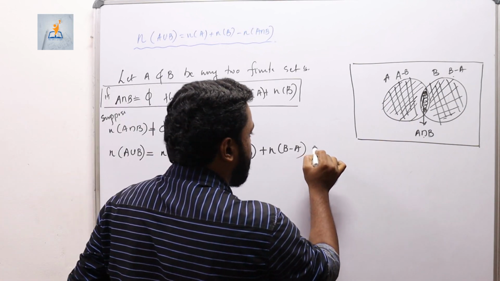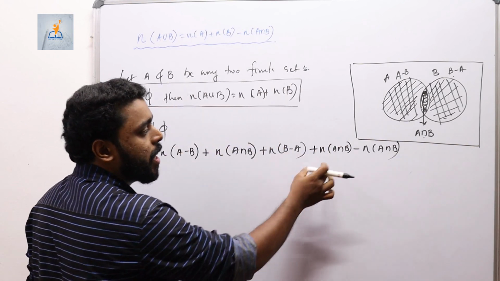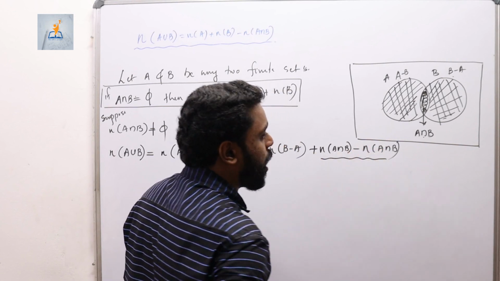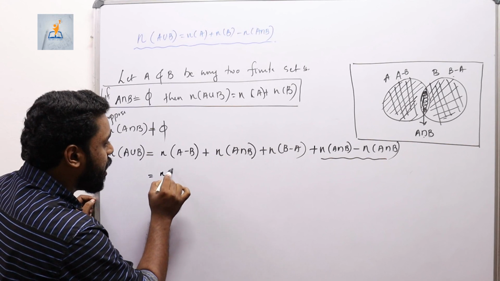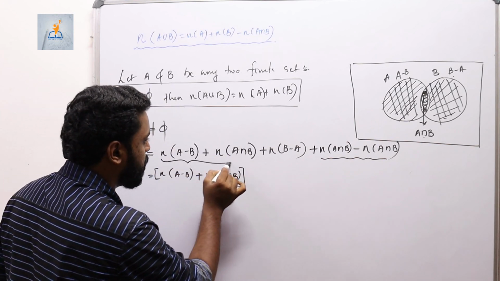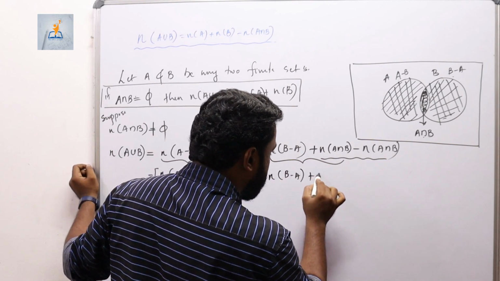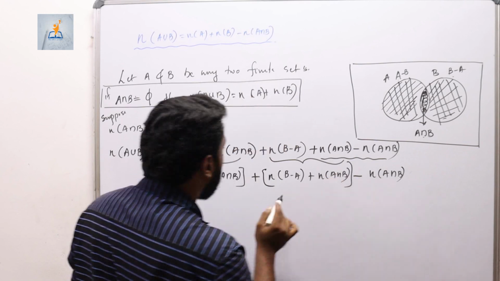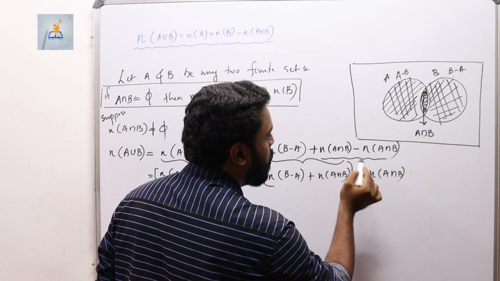Now you can add and subtract n of A intersection B in this expression. This does not change the equation, since n of A intersection B minus n of A intersection B will be 0. I just added and subtracted n of A intersection B in order to make the calculation more convenient. Now let us associate the quantities. Let n of A minus B plus n of A intersection B stand together. Now I am going to associate the other terms together: plus n of B minus A plus n of A intersection B, minus n of A intersection B. So I added and subtracted n of A intersection B at first, then associated these terms, and finally this will remain here.